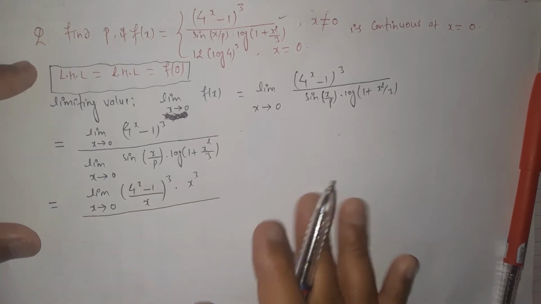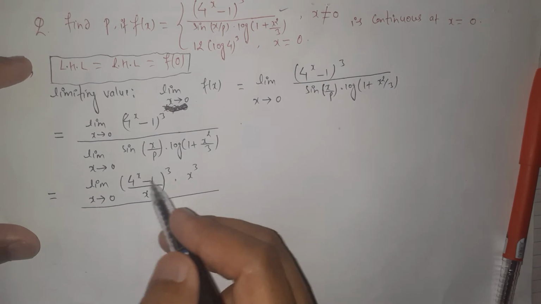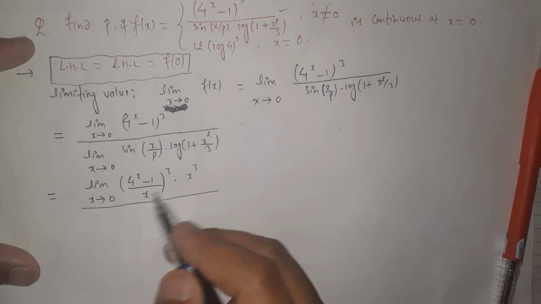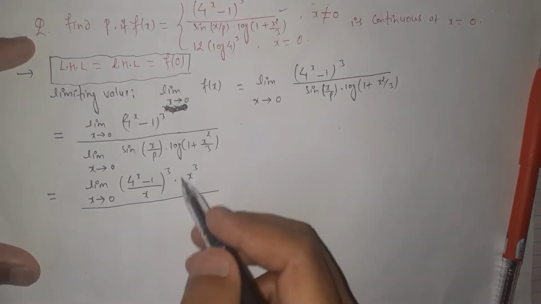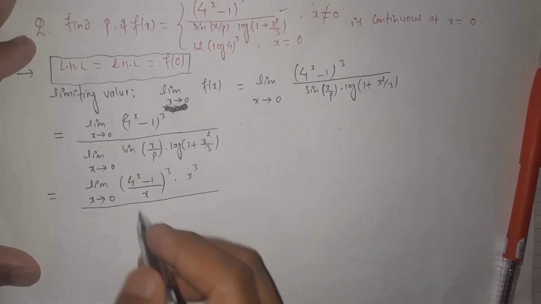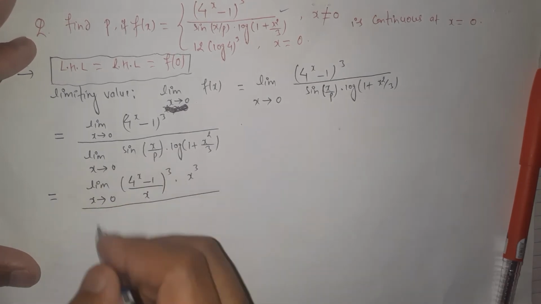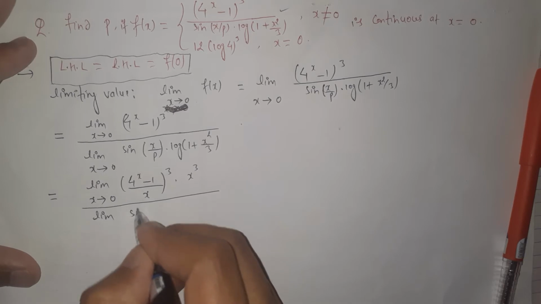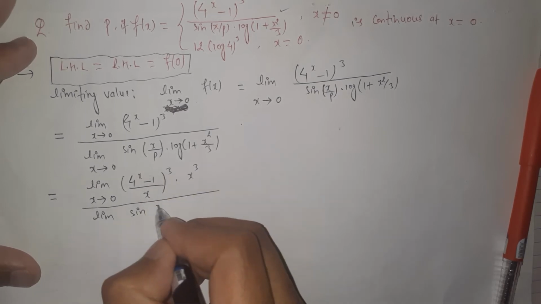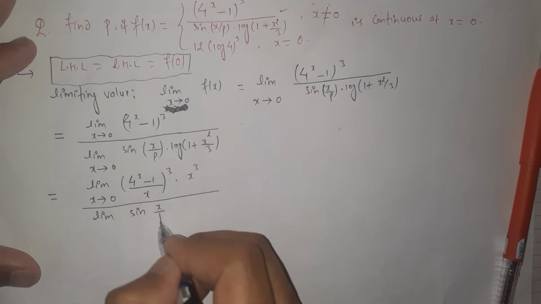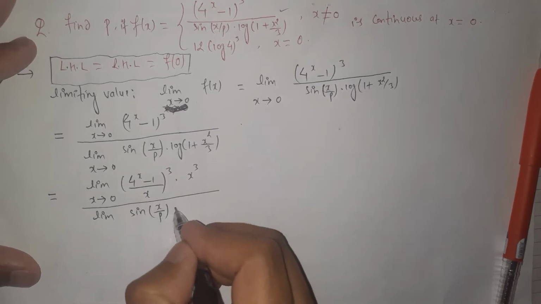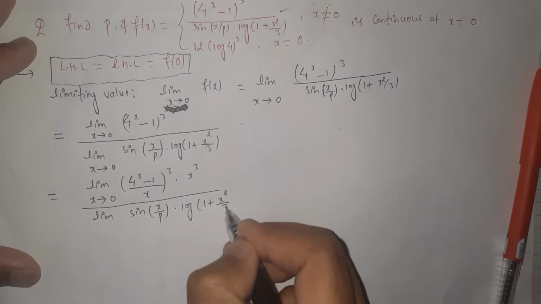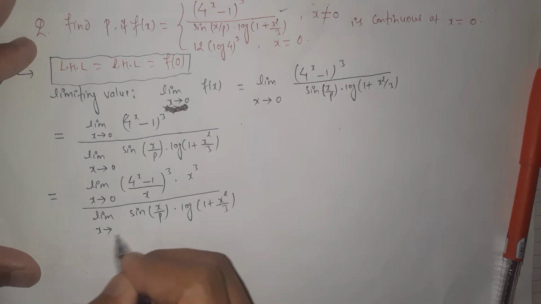Here in the numerator we just divide by x cube, and for balancing we multiply by the x cube. Let's do the modifications on the denominator functions also. Limit, here sine x over pi times log 1 plus x square over 3, and here x approaches 0.